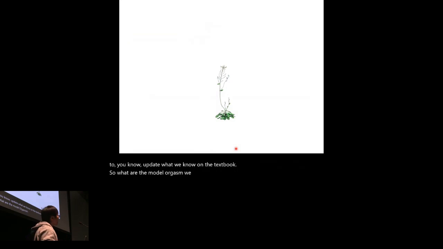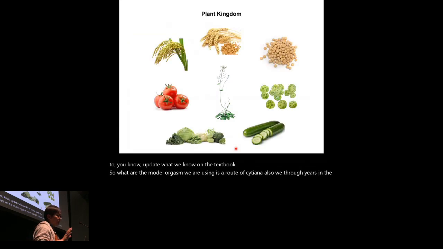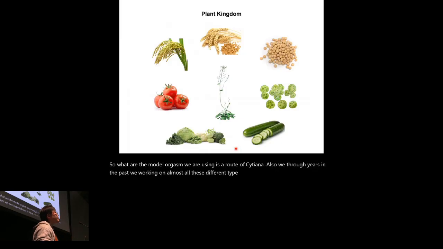The model organism we're using is Arabidopsis thaliana. Also, over the past years, we've been working on almost all these different types of plant species. And as Miles just talked about, plant habitat at around 20 degrees can give a relatively thermostable RNA structure. So it becomes a really good system for understanding structure and functionality.